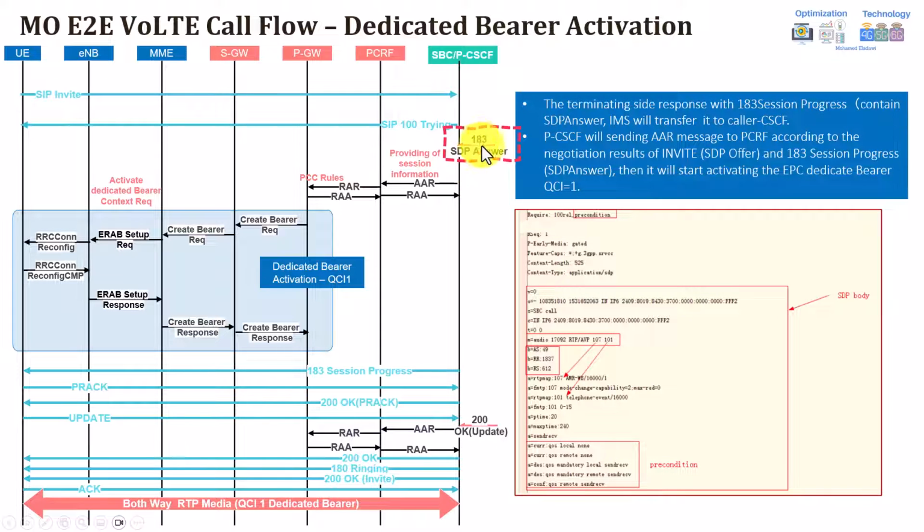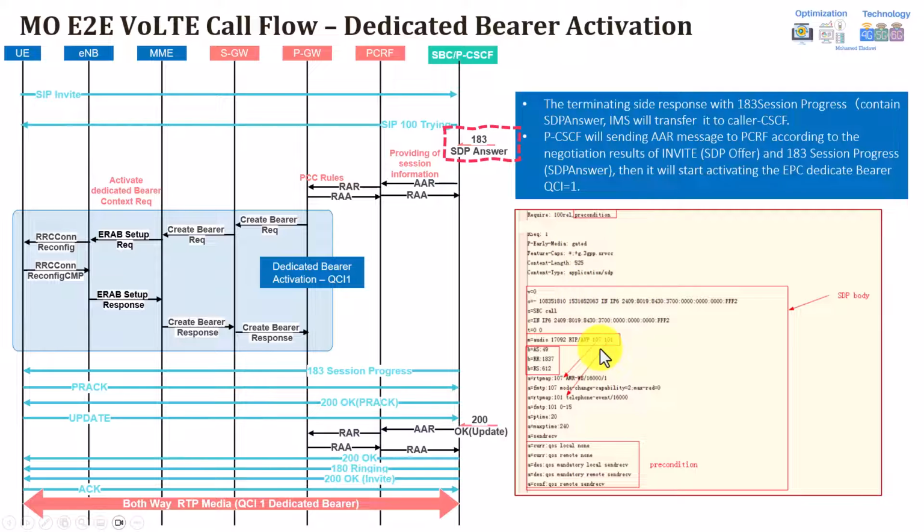The next message is actually about the 183 SDP answer. First, the SBC or the proxy CSCF will reply directly to the originating side with 100 Trying. It's just telling them don't send any more INVITE requests. Then here, this is very important. They will receive the answer from the terminating side, which is 183 Session Progress. This actually includes the SDP answer.